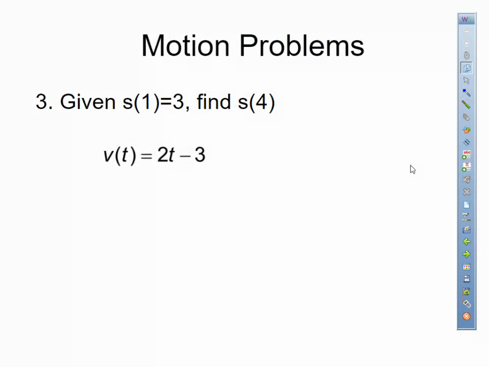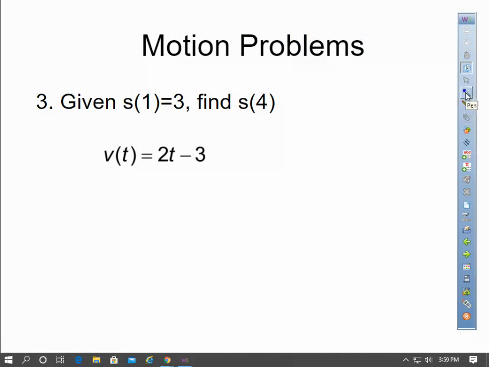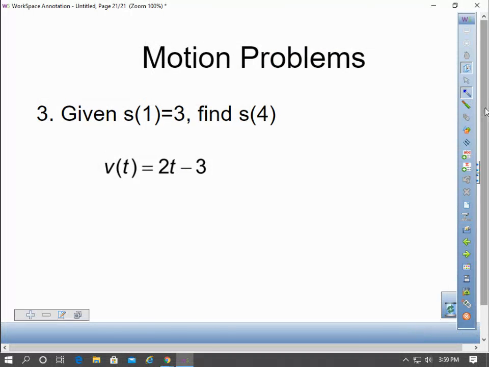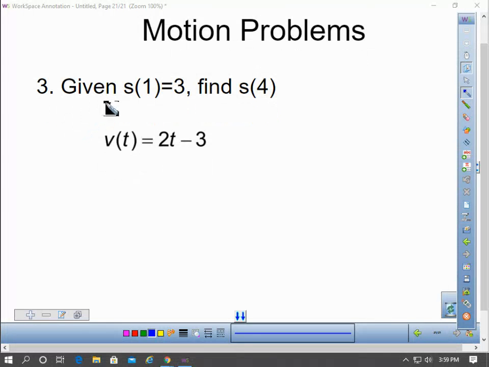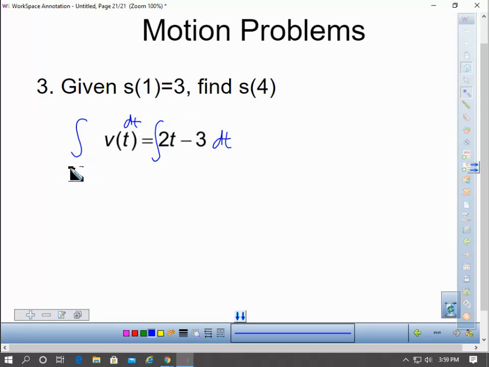So we're just doing motion problems and going backwards. No biggie. All right, so this one says, given s of 1 equals 3, find s of 4. All right, so you can do this the same way. If I know my velocity equation is 2t minus 3, then I can integrate both sides, and I can put my bookend behind them, and I can find out the antiderivative of velocity is position.